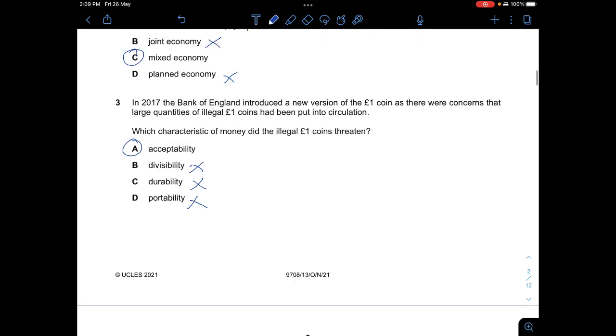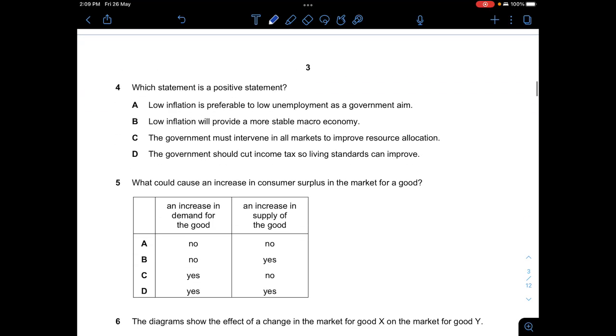Alright. Question 4. Which statement is a positive statement? A positive statement is factual, testable, and can be tested with evidence. But a normative statement is mostly based on your personal opinions, and it is not really considered provable by evidence. So let's see which one is the most accurate.